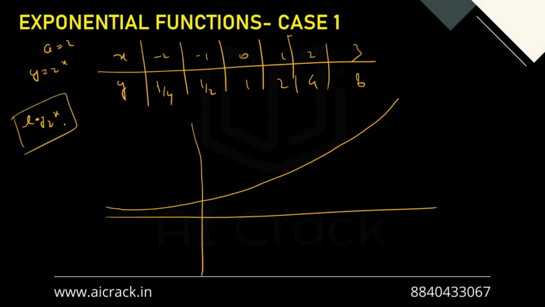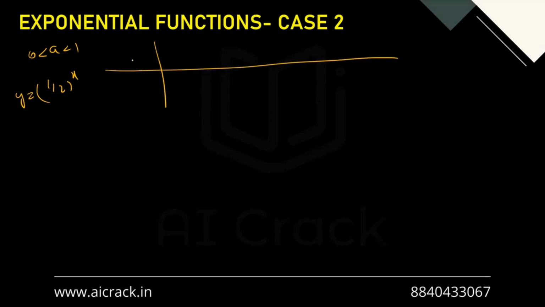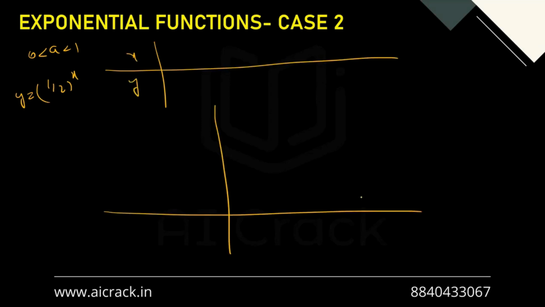Now case 2 would definitely be a less than 1, greater than 0. So let's say we have 1 by 2. So that is y equals 1 by 2 raised to x. Again, if we plot all the values of x and y, we can directly plot the graph over here. That would look like this one. So this is the graph of y equals 1 by 2 raised to x.